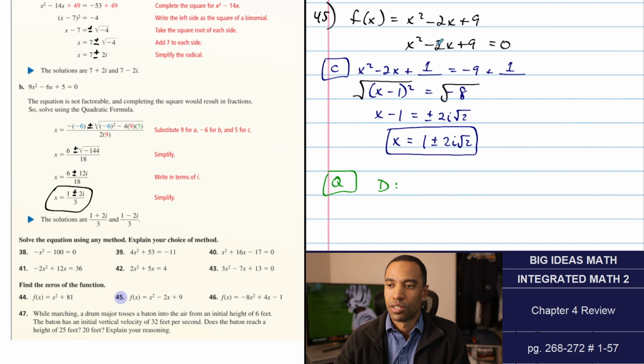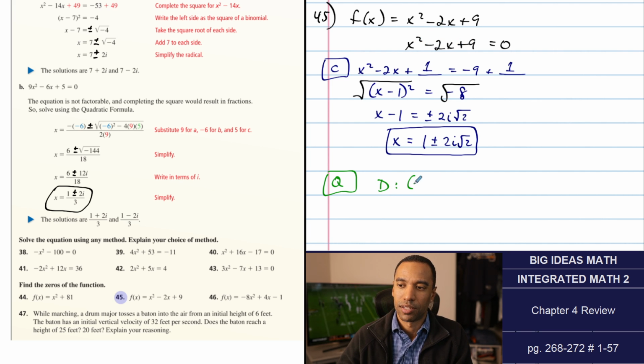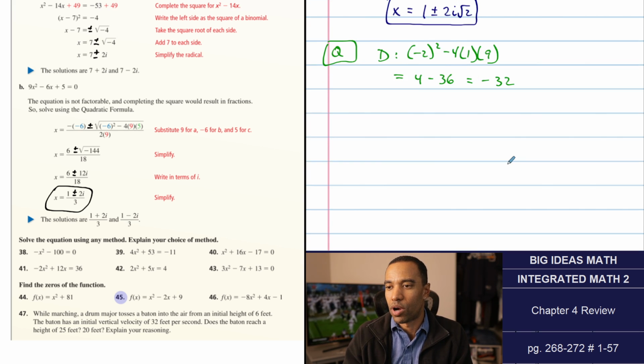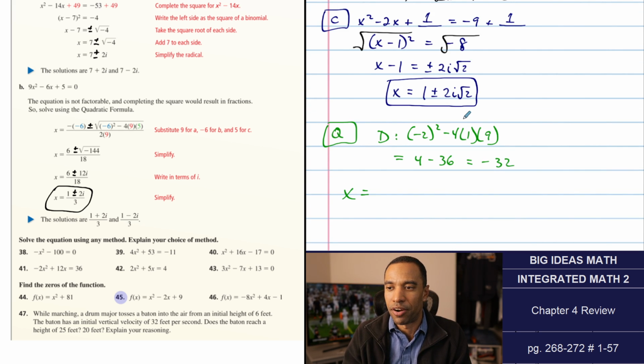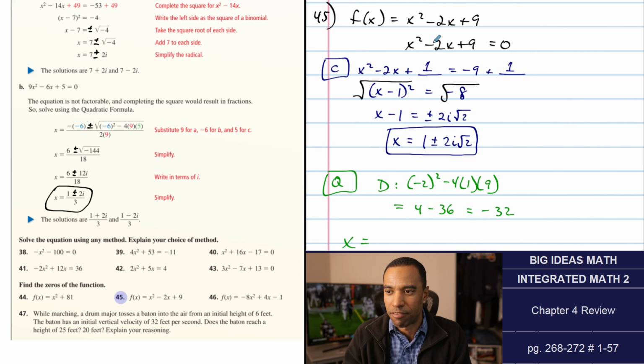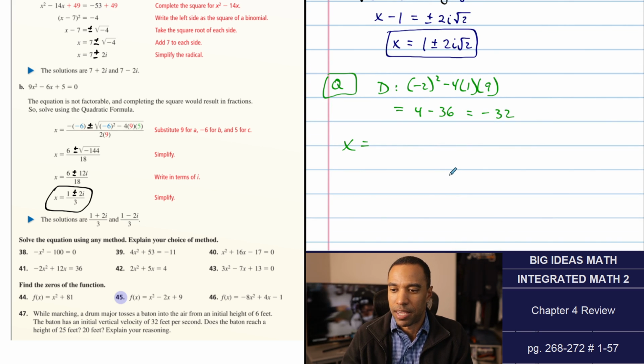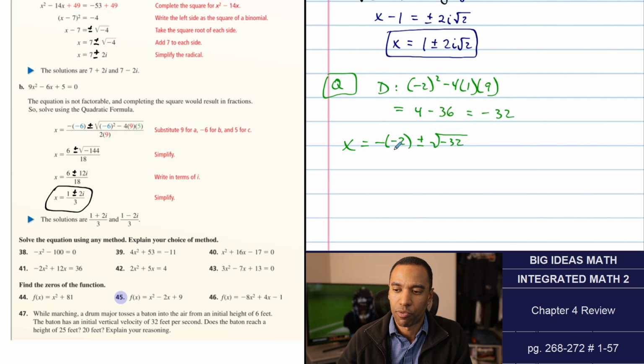Discriminant, right here, b squared minus 4ac is 4 minus 36, or negative 32. Now, maybe we should work this one off. I'm not going to write it off on the side. I'm just going to write the square root in there so we don't lose track of what we have. In fact, let's do this. Negative b plus or minus the square root of b squared minus 4ac all over 2a.